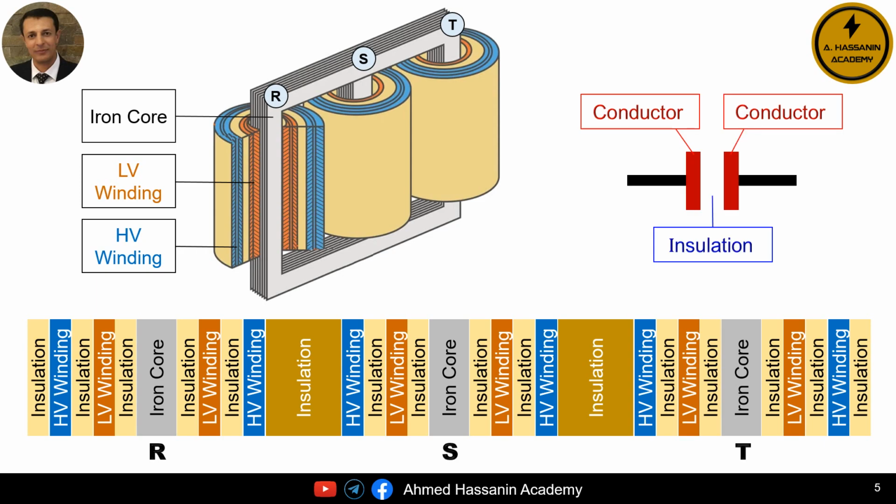And since any two conductors separated by an insulating material form a capacitor, this means that inside the power transformer there are a large number of capacitors. These capacitors are formed due to the insulation system between the iron core, the low voltage windings, the high voltage windings, and the transformer's main tank.